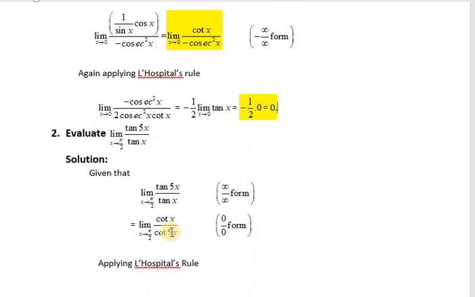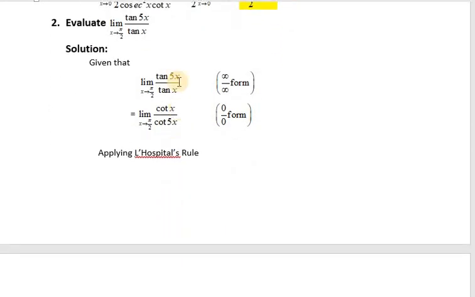Then we will take up another problem, that is limit x tends to pi by 2 of tan 5x by tan x. Tan 5x by tan x, when the limit x tends to pi by 2, it is infinity by infinity form because tan pi by 2 value is infinity. Then by converting it into cot form, we get tan 5x by tan x as cot x by cot 5x. Now it is 0 by 0 form.